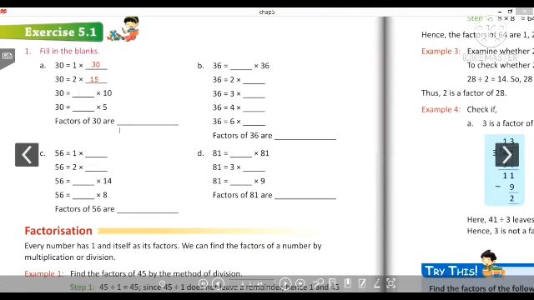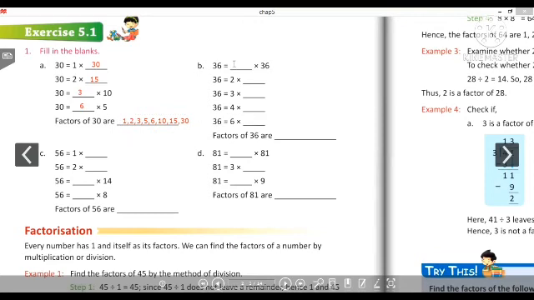Now next. 30 is equal to what into 10? 3 into 10, right? 3 tens are 30. And 5 की table में 30 कब आता है? 6 are. So 6 fives are 30. So what are the factors of 30? They are 1, 2, 3, 5, 6, 10, 15 and 30.